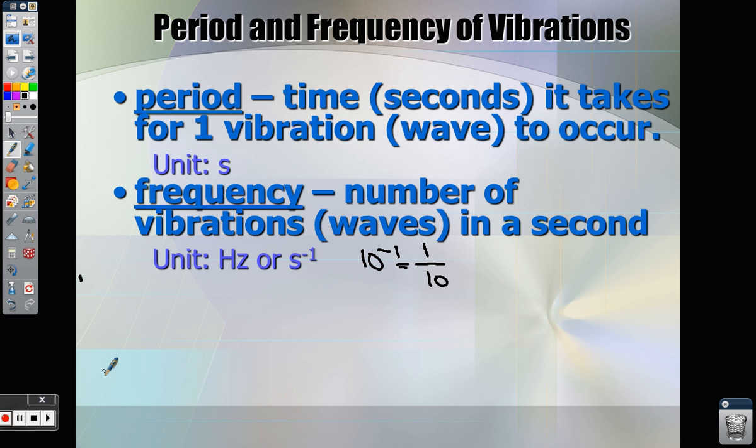Which also equals, what is this as a decimal? Who agrees with that? So let's go back to this. S to negative 1 is 1 over S, right? Because this is waves in a second. So it's waves per second, seconds underneath. So that's why it's S to negative 1.